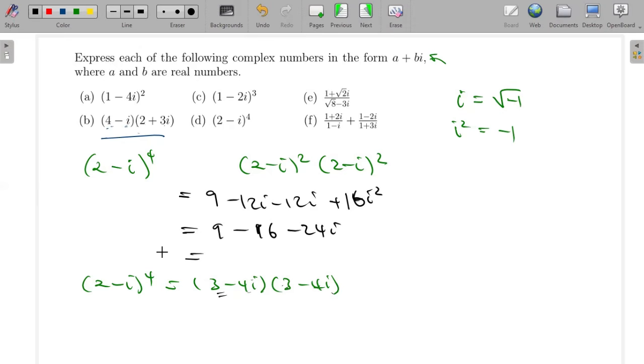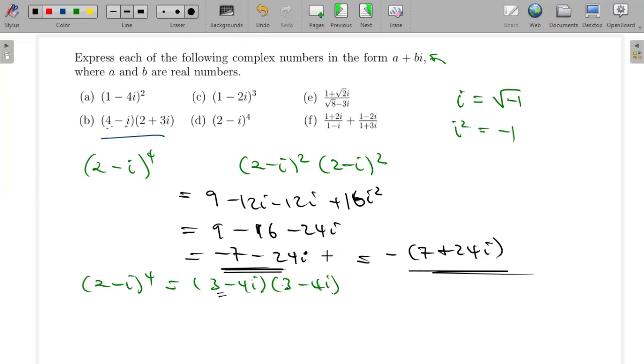So this is going to be just, so 9 minus 16 gives me negative 7. So that will be negative 7 minus 24i. Okay, and you can also factor out that negative if you so like. So you have negative (7 plus 24i) like that. Okay, so this is the answer that I get, either ending it here or there. So I could end it here also. All right, so that's what I get.